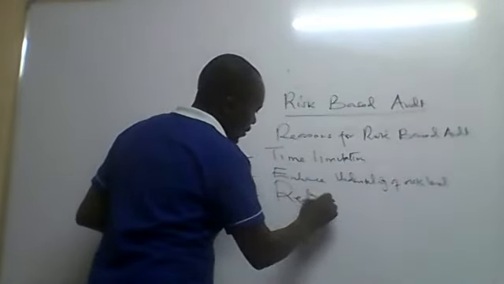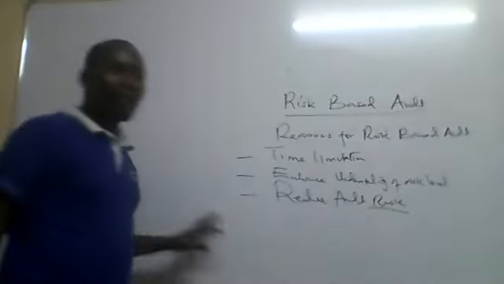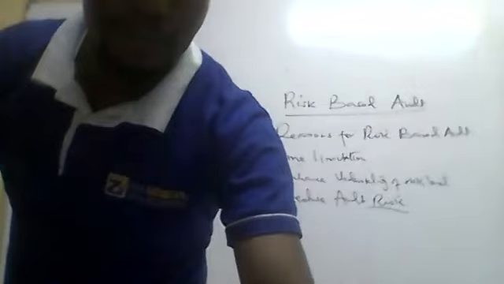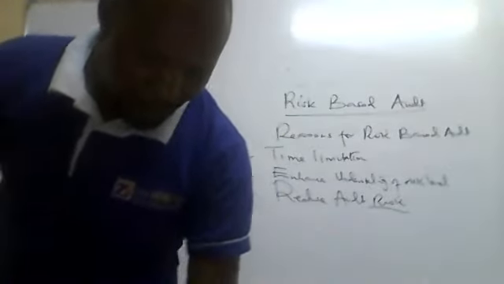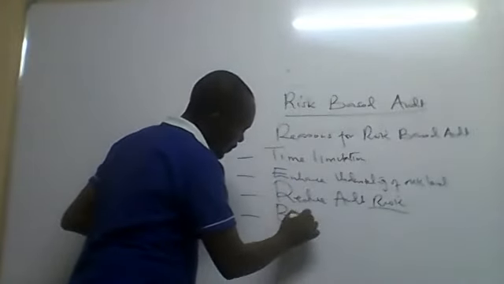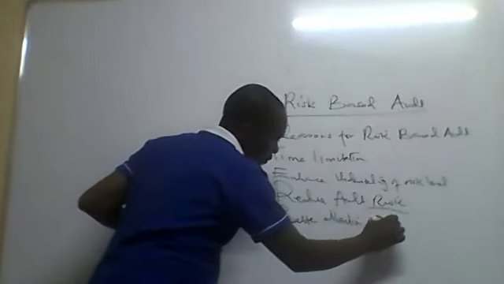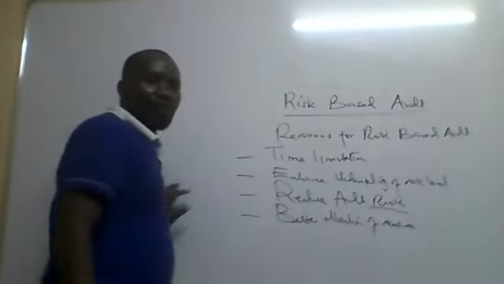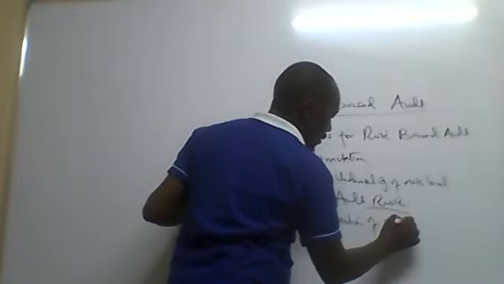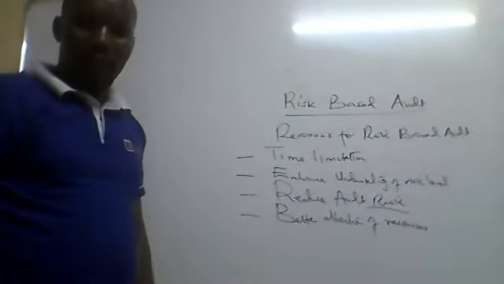Reduce audit risk. That is why you are focusing on areas of high risk, so that at the end of the day, you don't give a bad report. Any other thing that you want to give me? We are almost finishing. Better use of resources, better allocation of resources. Of course, resources include human beings. So you allocate people only to areas that are most concerned. That is another one. Any other?